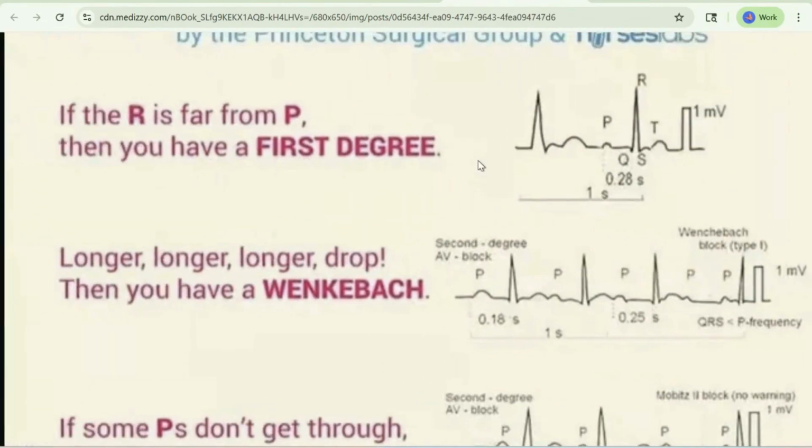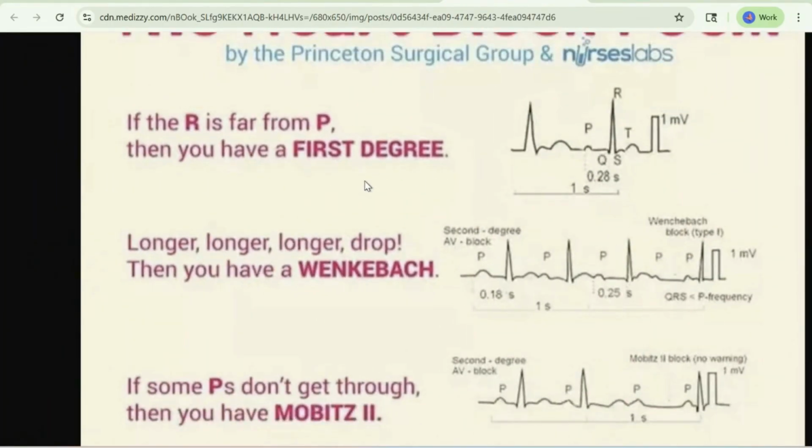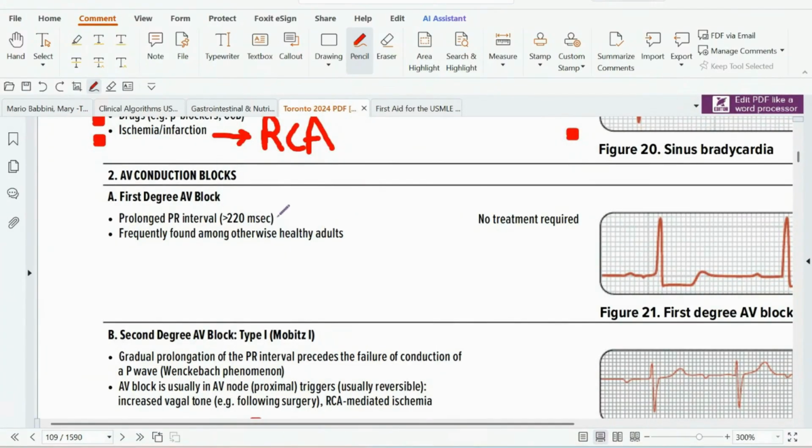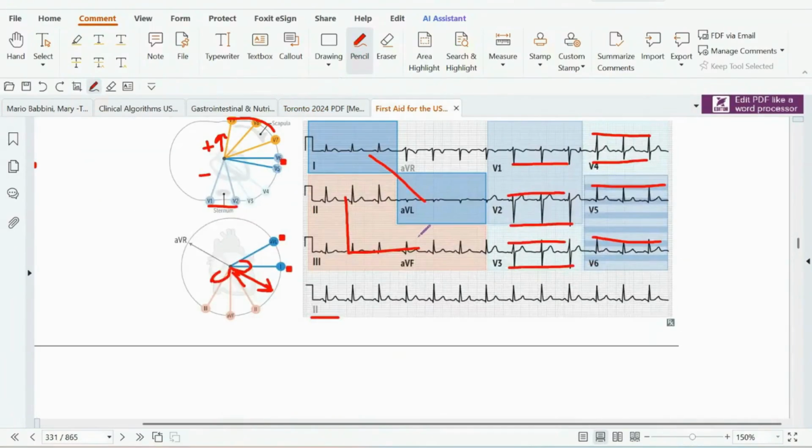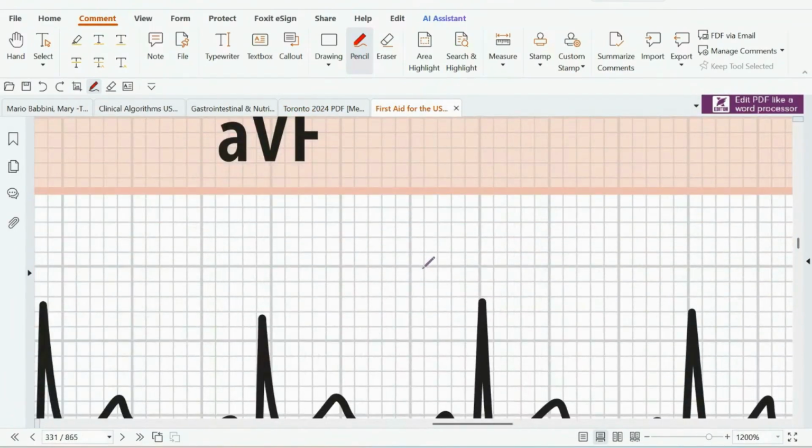Okay, all right. So now let's understand first degree. The PR interval is increasing in length. Typically it's supposed to be short, but if it increases to 220 milliseconds, I'm going to give you a better look at how the ECG should be interpreted. You see 1, 2, 3, 4, 5, and 5 small boxes make one large box. Write it down somewhere: one small box is 40 milliseconds.